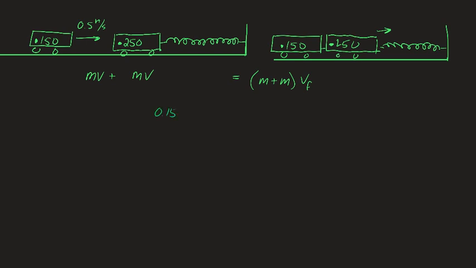So 0.15 times 0.5 is going to equal 0.15 plus 0.25 times the final velocity. This is pretty straightforward math here. Looking at 0.5 times 0.15, that's going to be 0.075 divided by, I think that's 0.4, and that's going to equal v final. This will be the final velocity of the system. I don't know what it is. Somebody work it out for me. Give me the numbers.